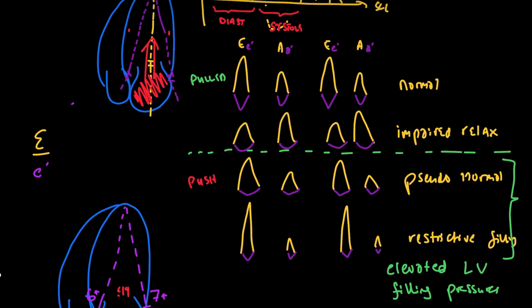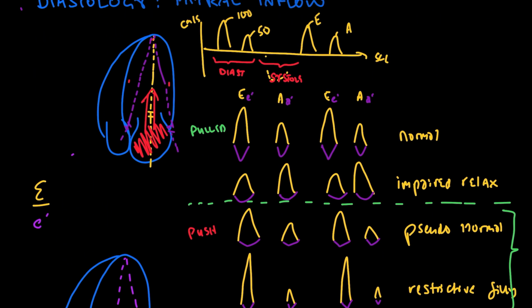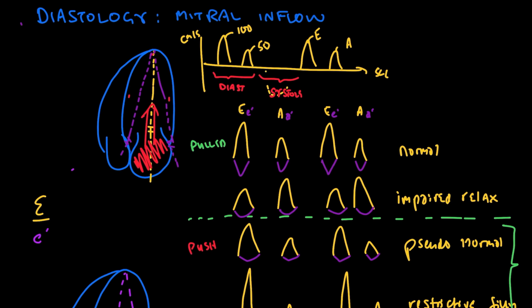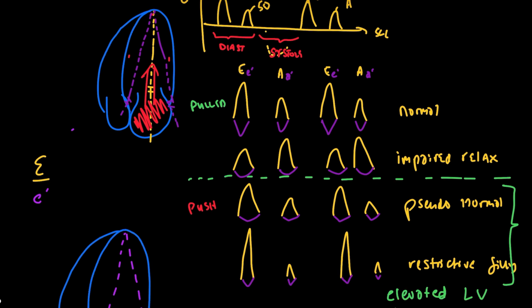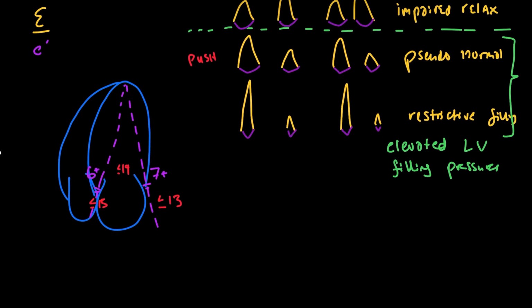So if I come back here, what did I say? I said that a normal E velocity would be like 100, right? Up there I say normal E would be 100, and a normal E prime might be 10. And so if we say E equals 100, remember the flow of blood is much faster than the flow of tissue, and if we say E prime equals 10 centimeters per second, what would E over E prime be? E over E prime in that case would be 10, which is normal, right? We said that on average, if your E over E prime is less than 14, that is normal.